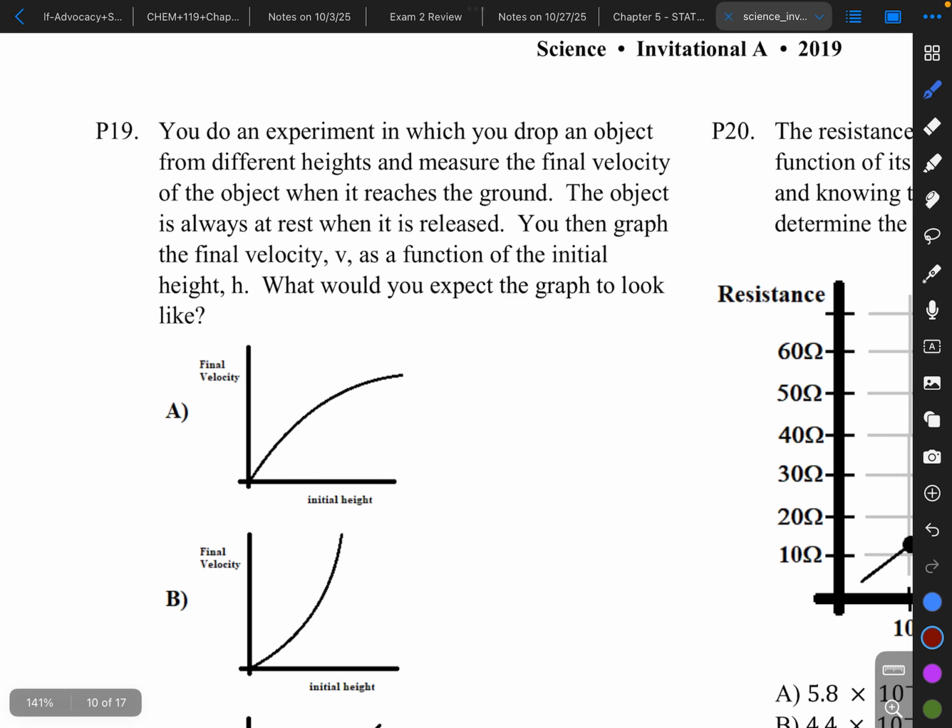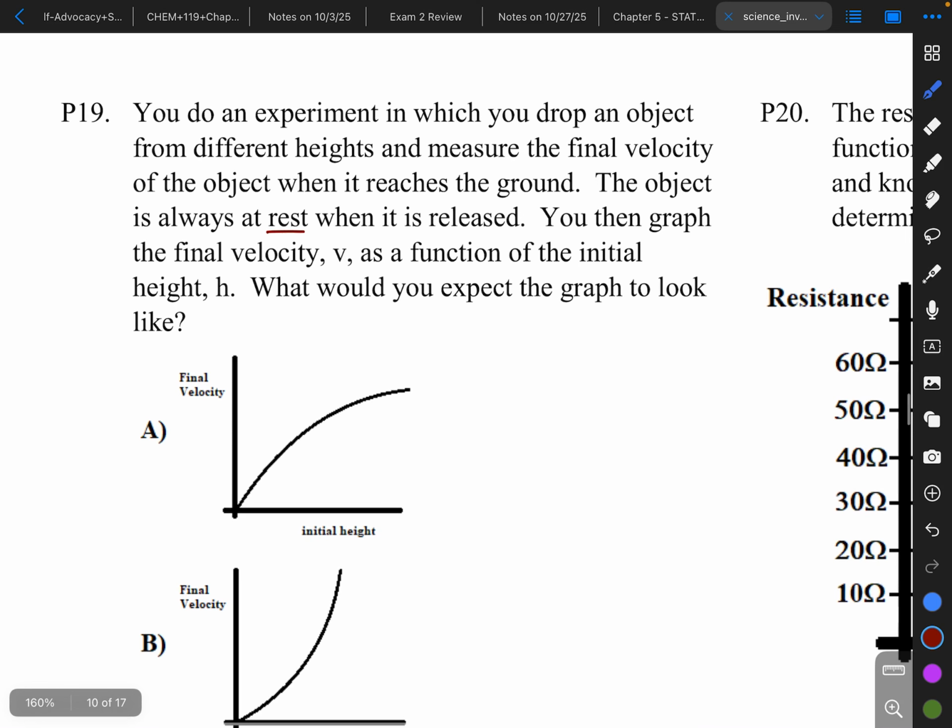For 19, we are dropping an object at rest, and we're trying to find a graph that relates the final velocity once it reaches the floor to the initial height of the drop. For this problem, we will be using one of the 5 kinematic equations that I talked about in the beginning of the video. So just take a moment to think which equation we will be using for this question. The answer is this one.